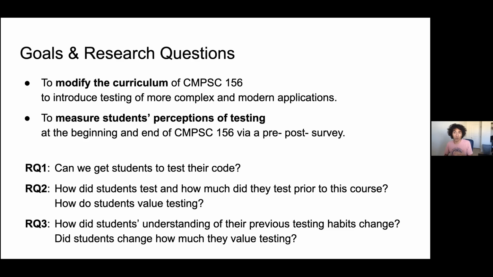Research question 1 is mainly for goal 1. Can we get students to test their code? Research question 2 is asking, how did students see testing before they took this course? And research question 3 is asking, how did they see it after they took this course? And more importantly, did anything change?